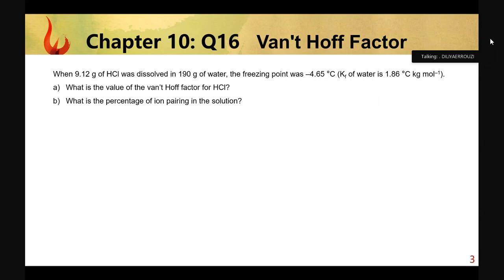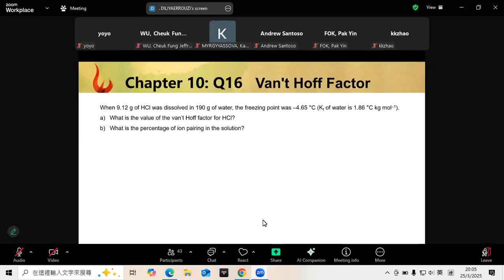So let's start our first question, chapter 10, question 16. This is about the van 't Hoff factor. So the problem is when this many grams of hydrogen chloride was dissolved in this much water, the freezing point was minus 4.65 Celsius. The first question is how to calculate the van 't Hoff factor for the hydrogen chloride.